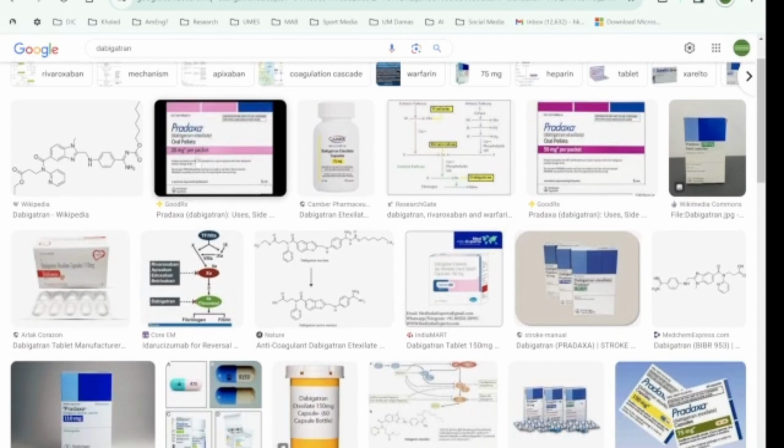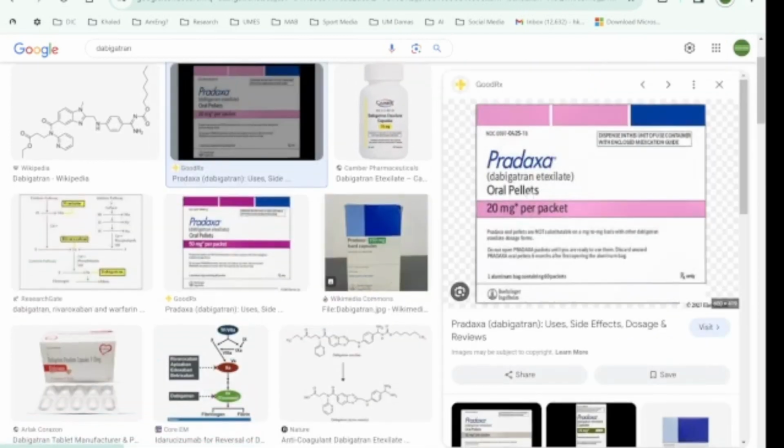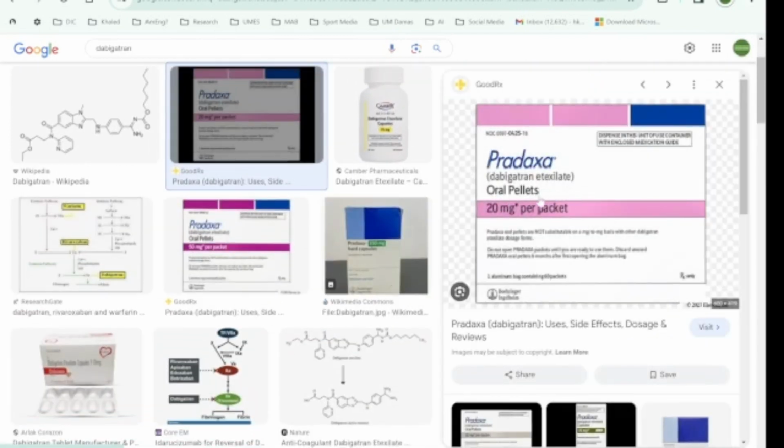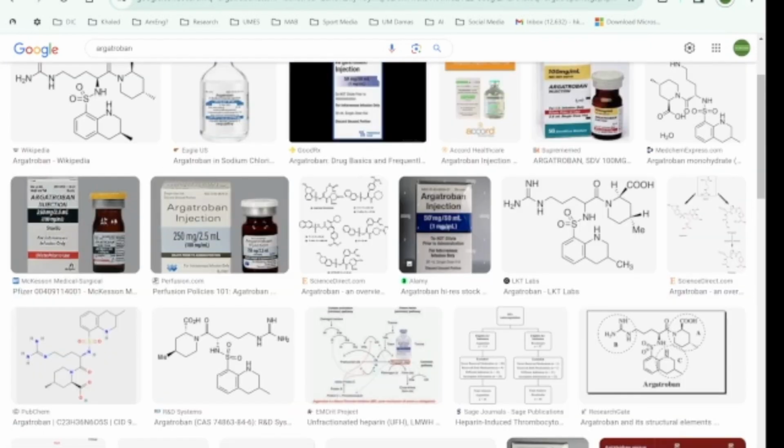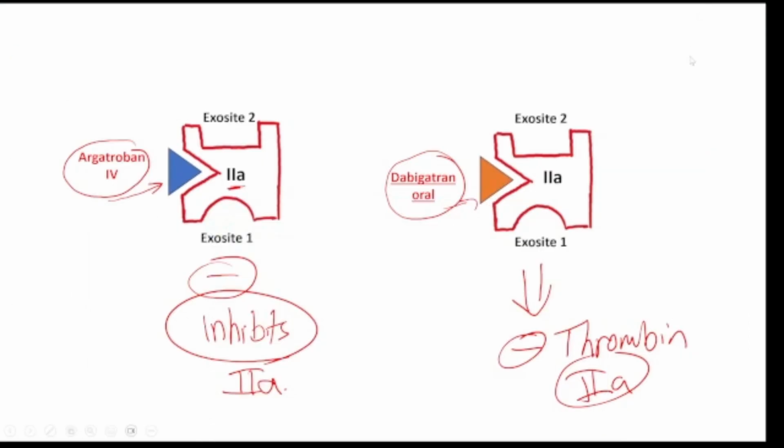Okay, dabigatran. If you click on this one, for example, dabigatran oral pellets, Pradaxa. So this one is a tablet and this one is an injection, and this medication is considered a selective thrombin inhibitor. We have oral, we have IV.